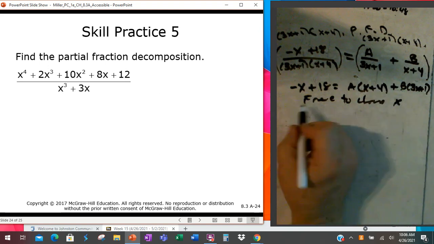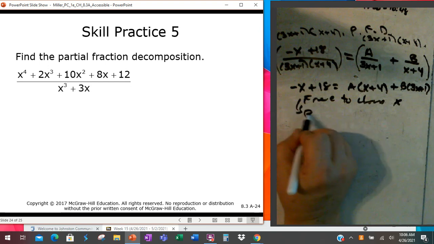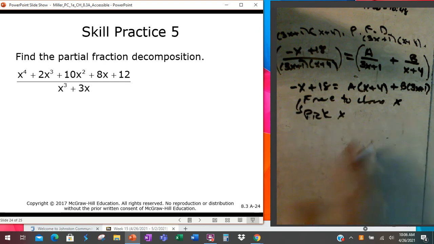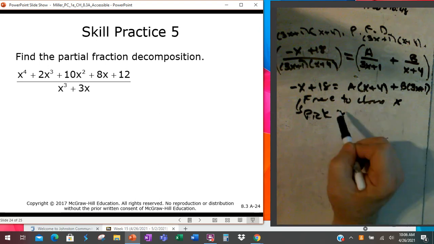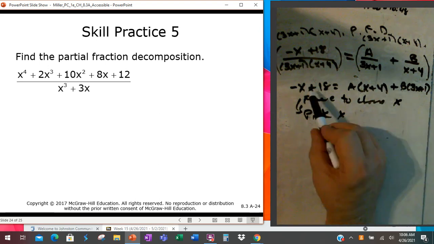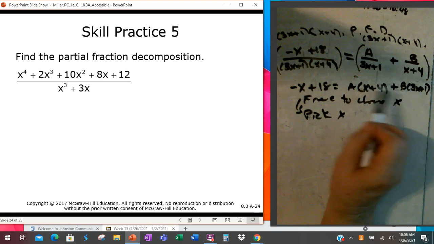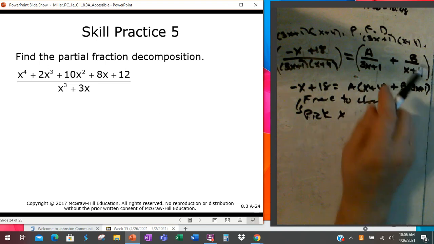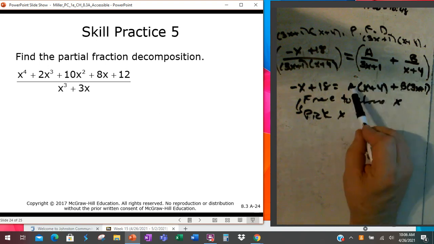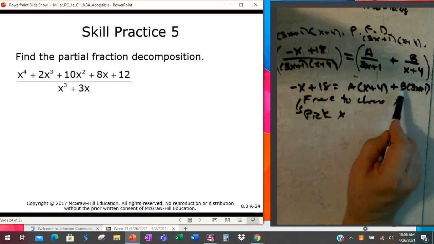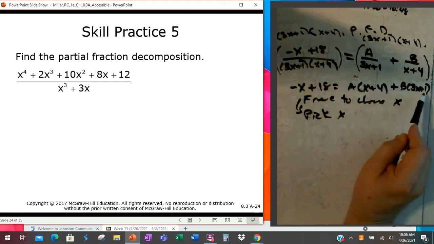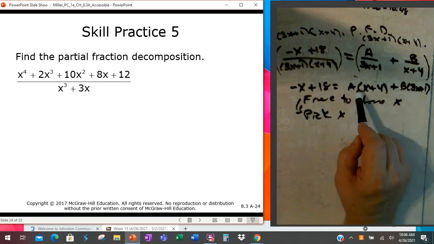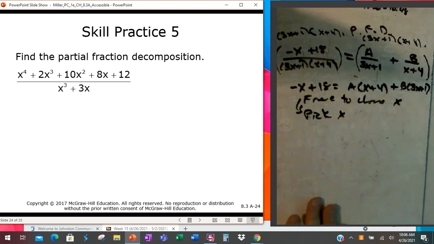So there's another way that we can do this, and it's just called the pick x method. I usually do this in class as a pick x game. What I'm going to do is choose x to make this 0 to get rid of my A and then just solve for B. Then choose x to make B's term equal to 0, and then I just solve for A.